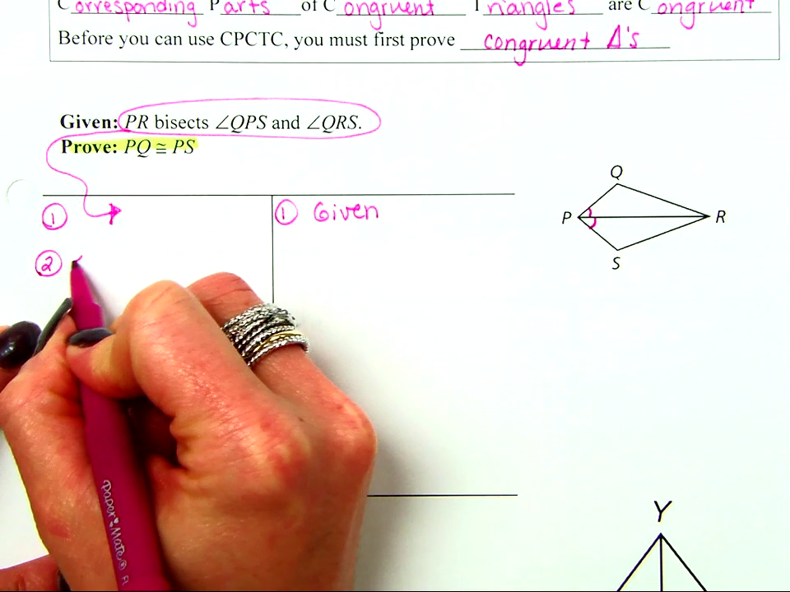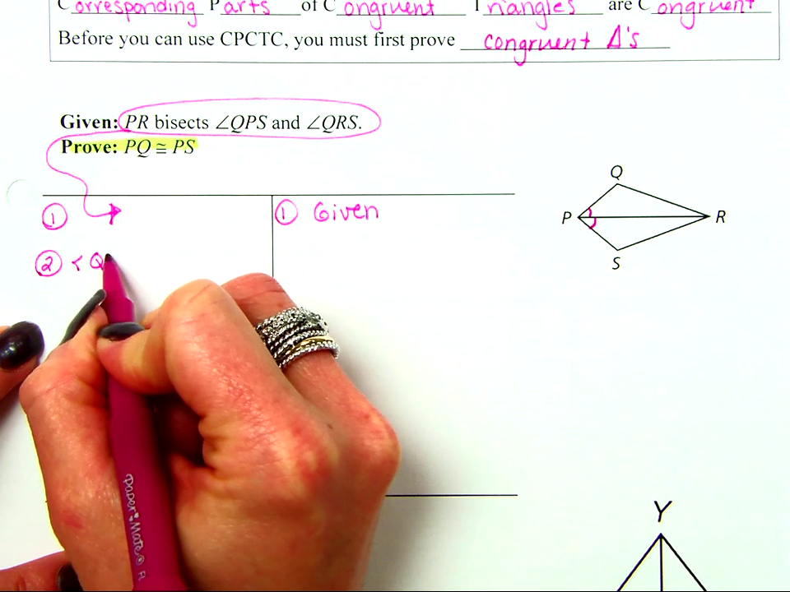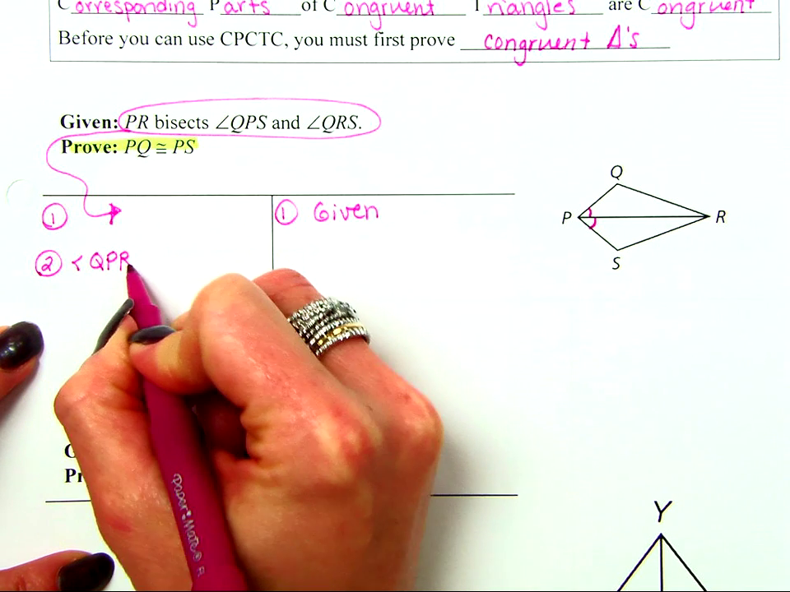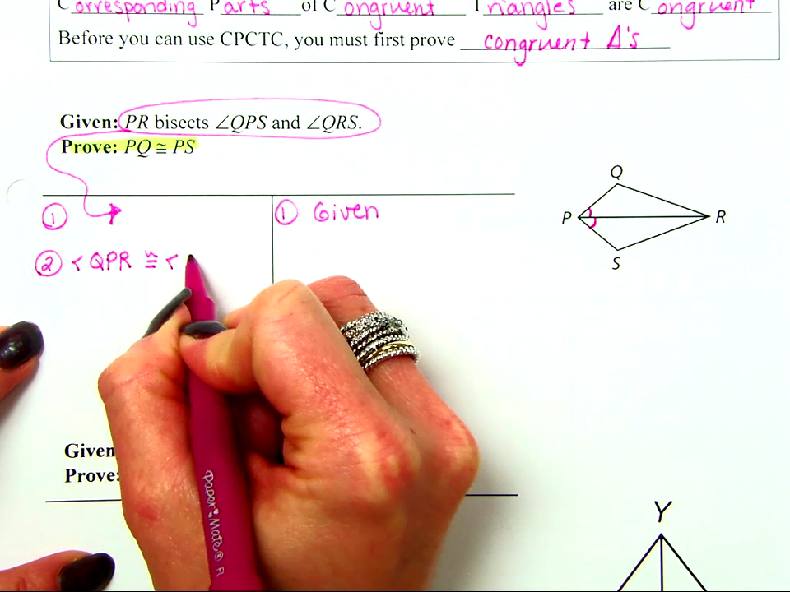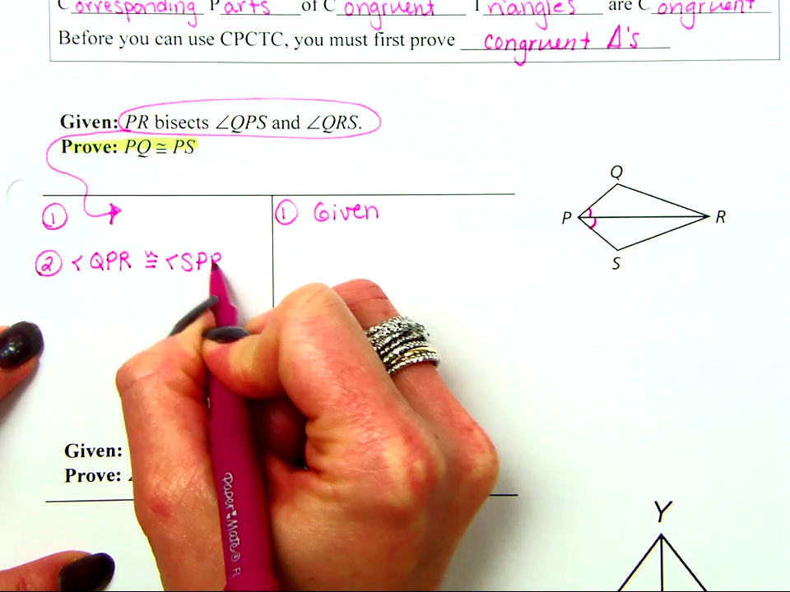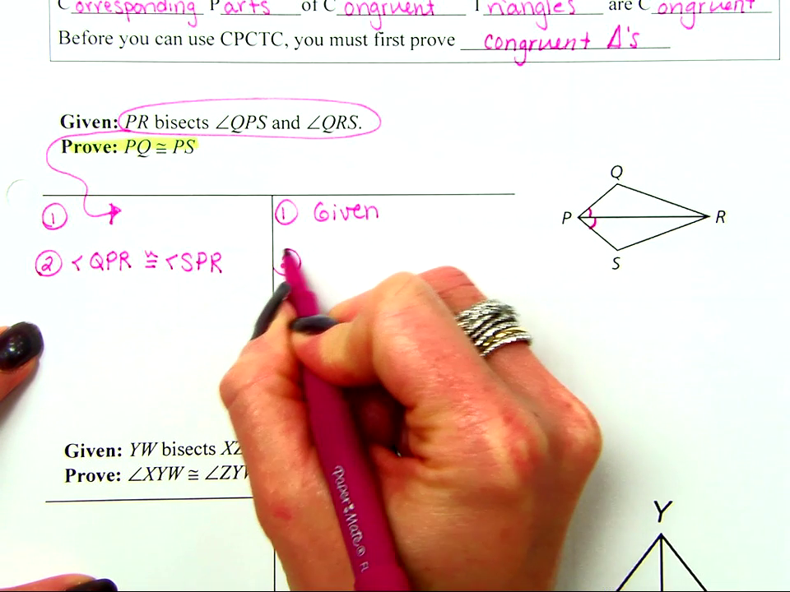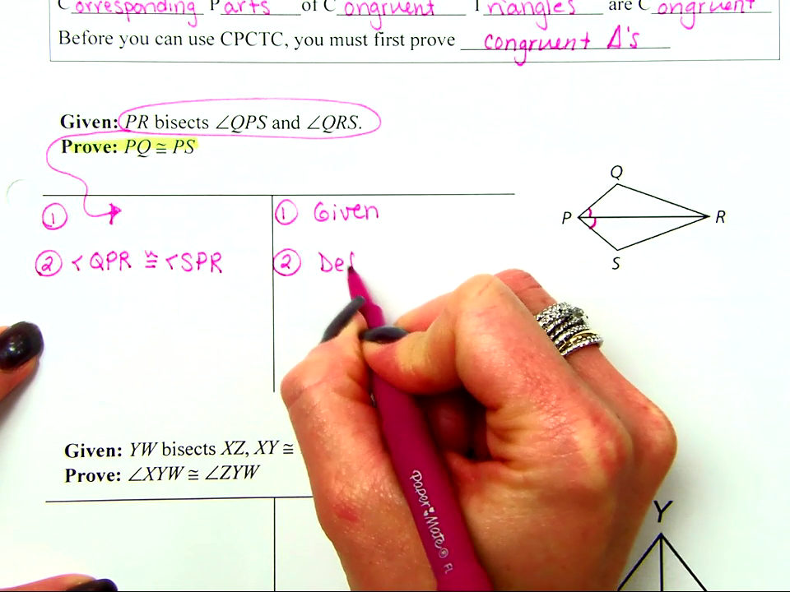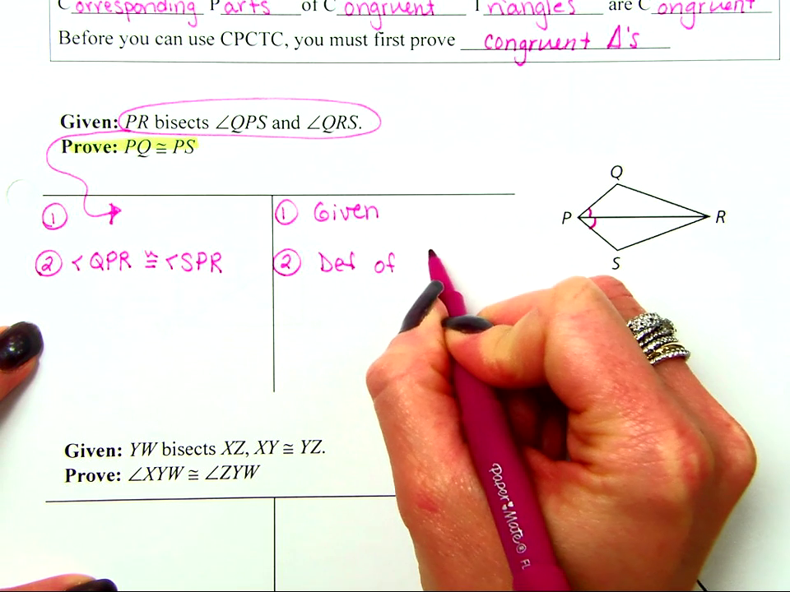If I make those markings, I'm going to come over here and put that in my proof. I'm going to say that angle QPR must be congruent to angle SPR. Why would that be the case? Well, that is because of my angle bisector.